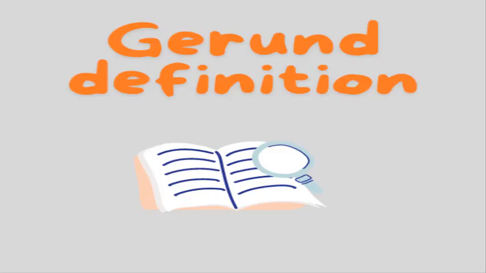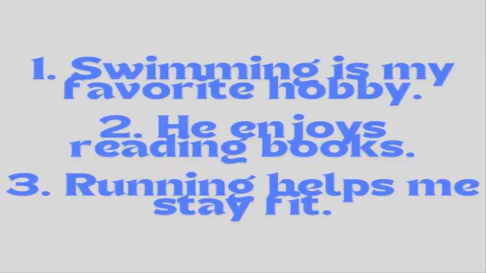Gerunds. A gerund is a verb form that ends in -ing and functions as a noun in a sentence. Gerunds are created by adding the suffix -ing to the base form of a verb. Examples of gerunds. 1. Swimming is my favorite hobby. 2. He enjoys reading books. 3. Running helps me stay fit.